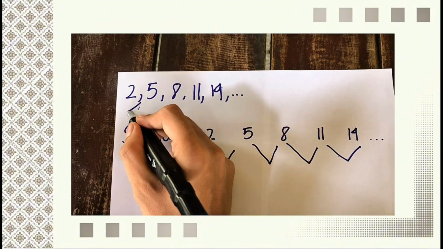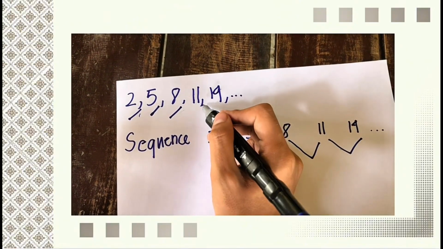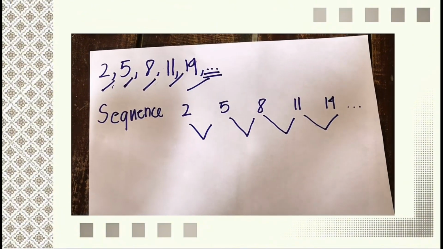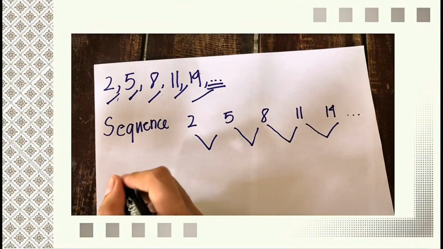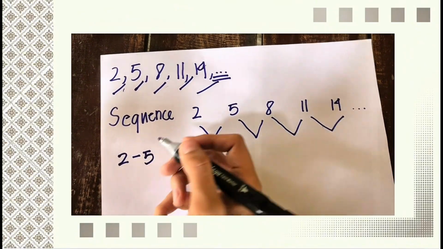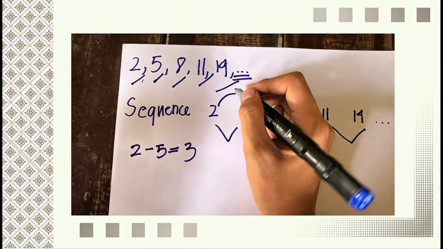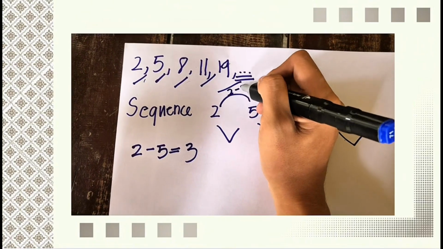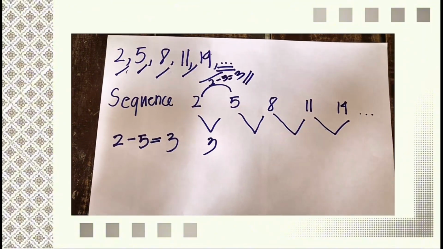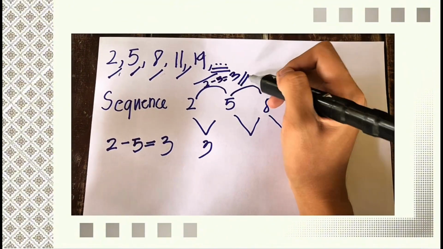For our sample number 2, we have 2, 5, 8, 11, and 14, and the ninth term. So again, we have 2, 5, 8, 11, and 14. To find the common difference, we have to subtract the first term from the second term. So 5 minus 2 is equal to 3. So that's why 2 plus 3 is equal to 5. Then I wrote the number 3 to show that the common difference between 2 and 5 is 3.